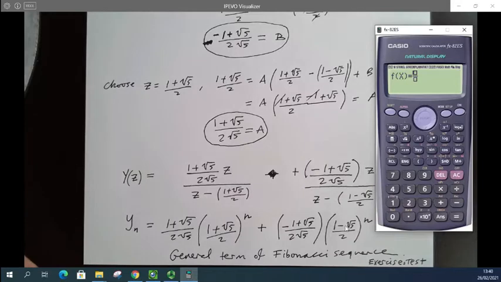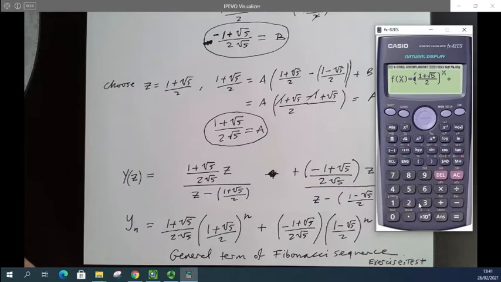I have to put this fraction in first. So that's 1 plus root 5 divided by 2 root 5. Of course, I only have to put this in once. That's the beauty of it. Multiply by, and now I'm going to put a bracket because this fraction will be raised to the power of n. So on the top I have 1 plus root 5. On the bottom I have 2. Close my bracket and raise it to the power of n. Now n in this case is going to be the x, which is the variable in the function. So that's going to change. I'll make it 0, 1, 2, 3, 4, 5 and so on.